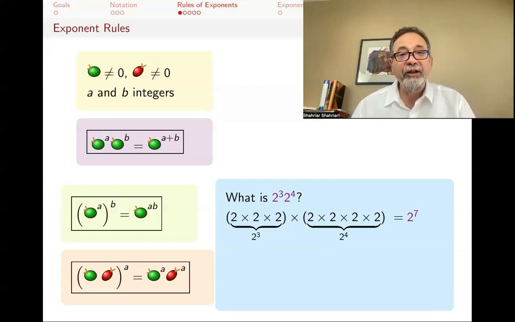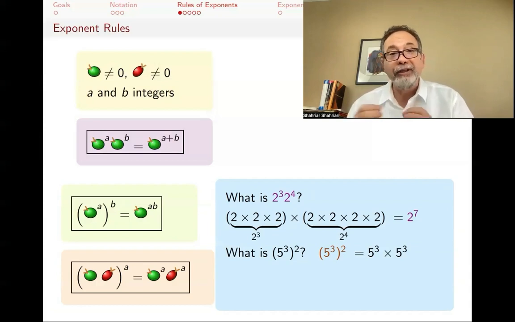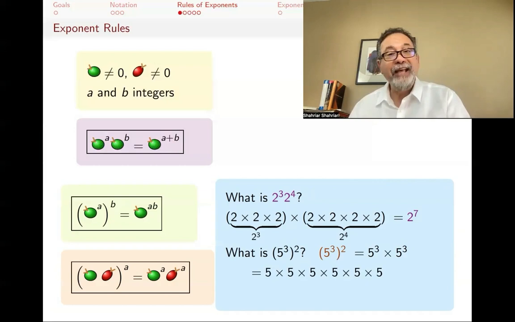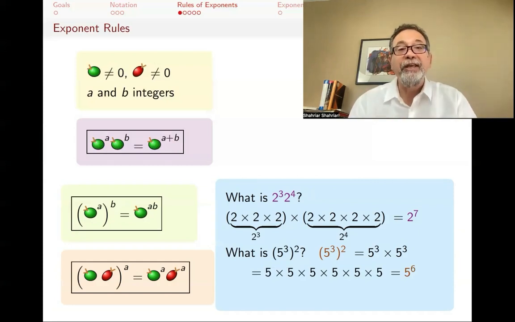How would you remember the second rule? Apple to the a to the b is apple to the ab. Just try a simple example. What's 5 cubed squared? 5 cubed squared means 5 cubed times 5 cubed. Apple cubed is apple times apple times apple. So 5 cubed is just 5 times 5 times 5. And the second 5 cubed is also 5 times 5 times 5. And so I have 6 5s because I have 2 sets of 3, and that's 2 times 3 is 6. So I get 5 to the 6.